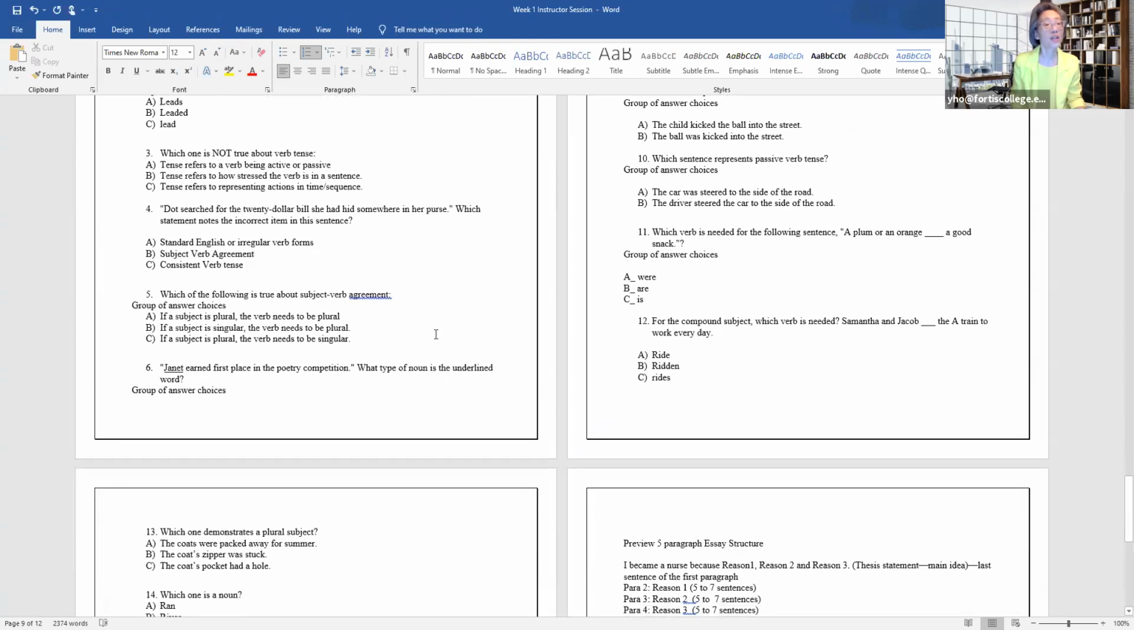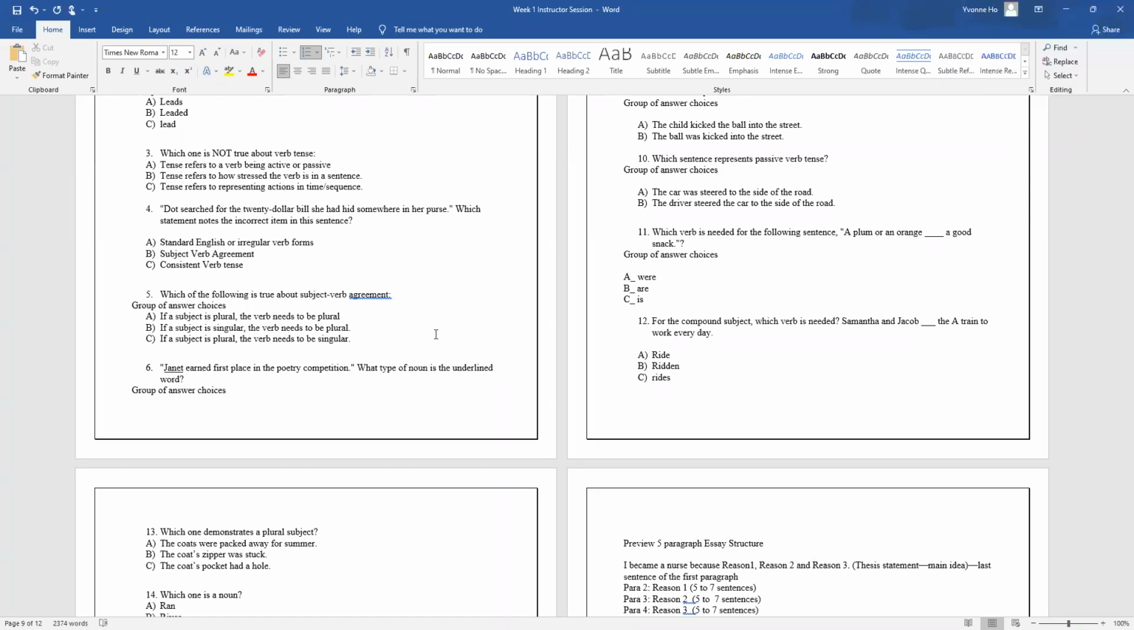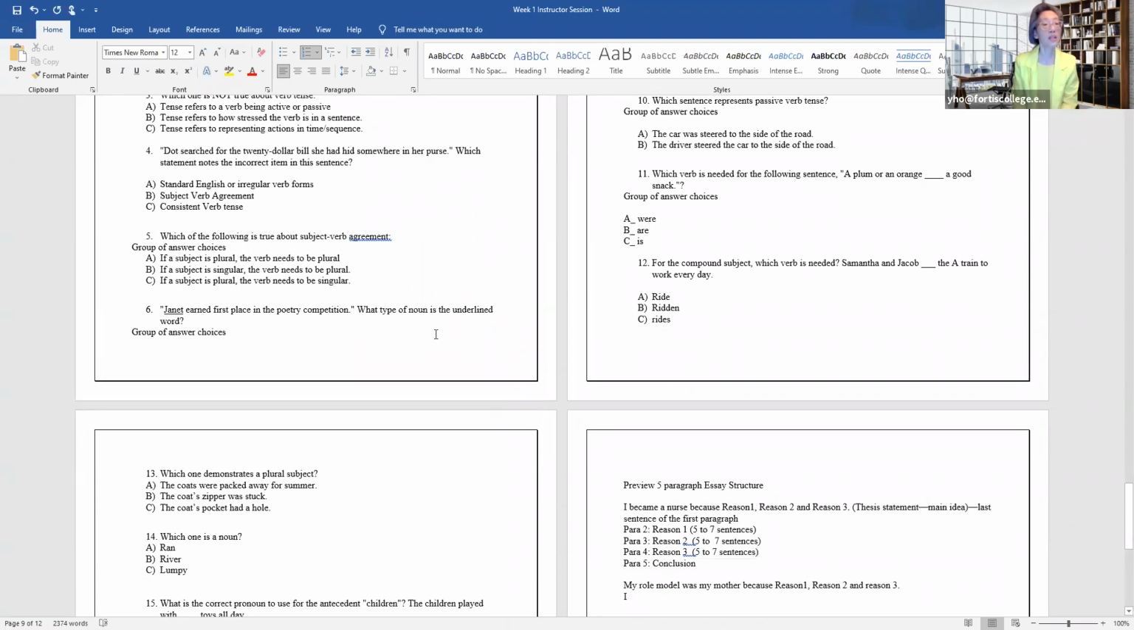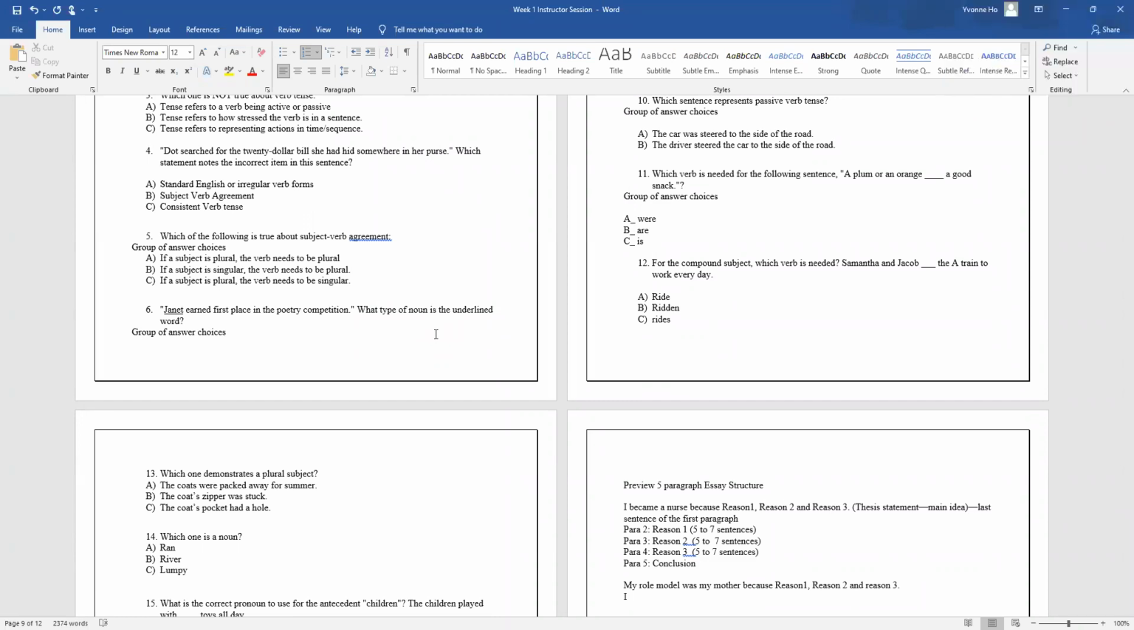Which one is not true about verb tense? A, B, or C? B. Dot searched for the $20 bill she had hid somewhere in her purse. Which statement notes the incorrect item in the sentence? Ashley, should be B.